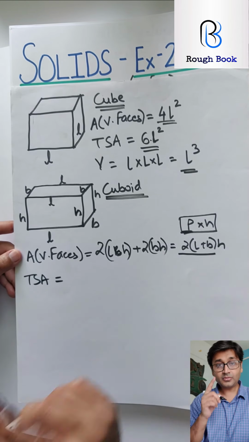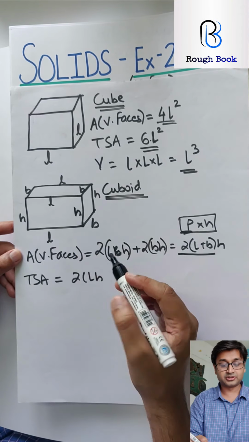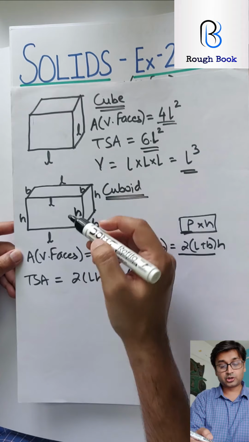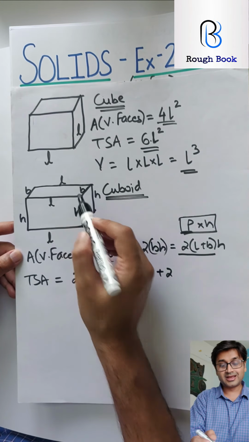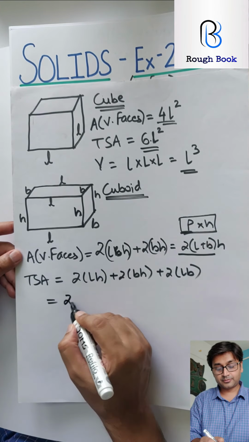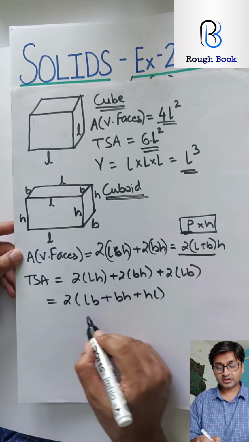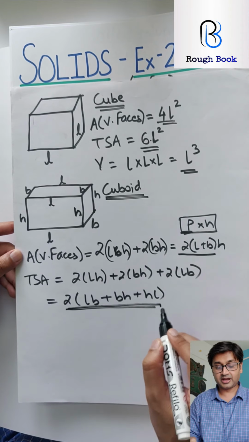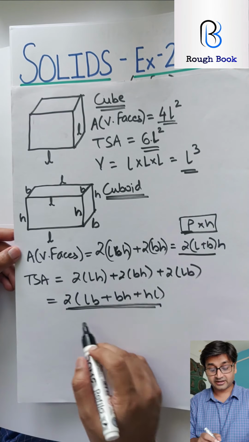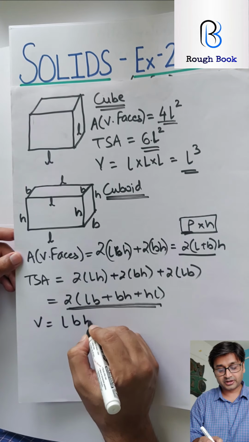Total surface area. 2 times length into height from these two vertical faces, this one and the opposite one. 2 times breadth into height, this and the opposite, and now the top and the bottom, that is ceiling and floor, so length into breadth twice. How will I write this properly? I can pull out two common: LB plus BH plus HL. This is the proper formula that we have derived for the total surface area of a cuboid. I am not giving you anything direct, I am making you understand why it is like this. And in the end, the volume is length into breadth into height.